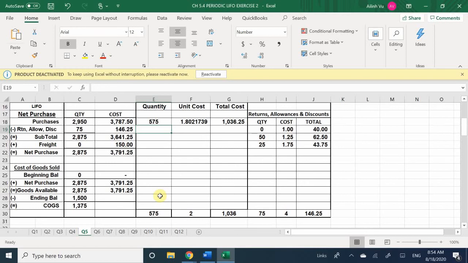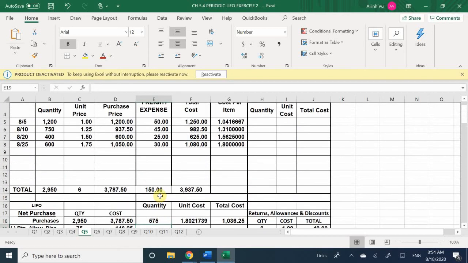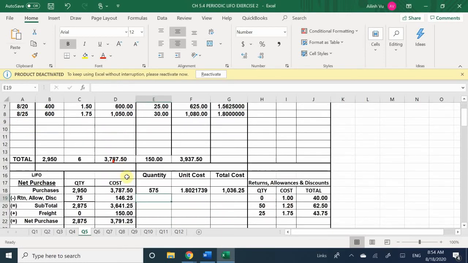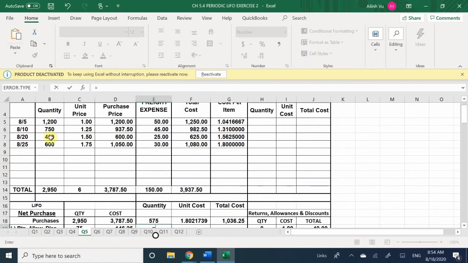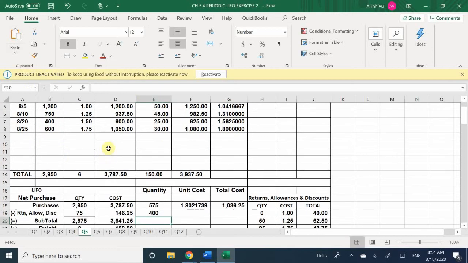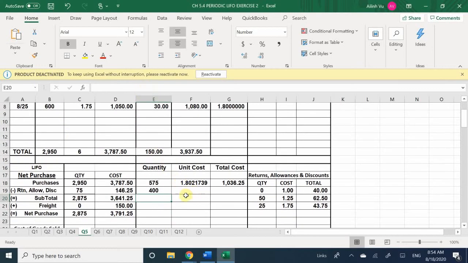It's 800. 800 more items, okay? So what is the next batch that we're going to be taking out of? 820 for 400, yes. Okay, so we're going to go ahead with 820 for 400. Are we going to take all of it or some of it? All of it.